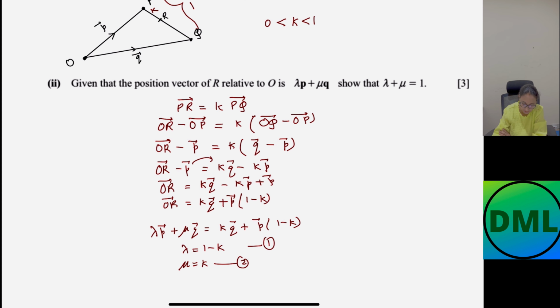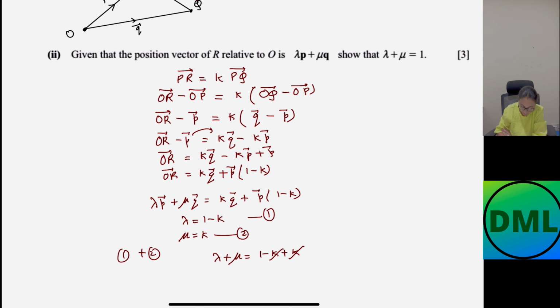We need to find the answer for lambda plus mu. Let's add both of them, equation 1 plus equation 2. Lambda plus mu will be given by 1 minus K plus K. K will get cancelled from here and your answer for lambda plus mu is 1, which proves the result.